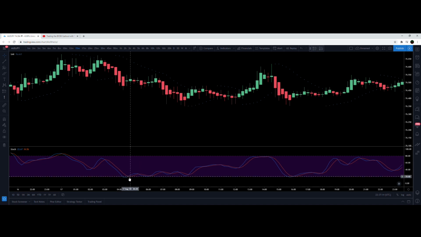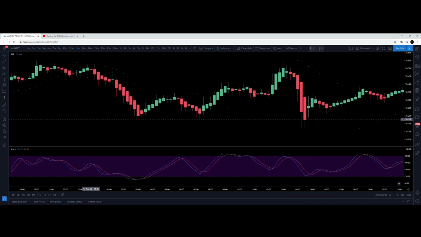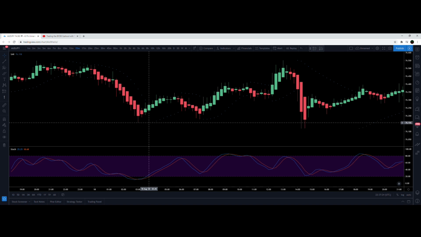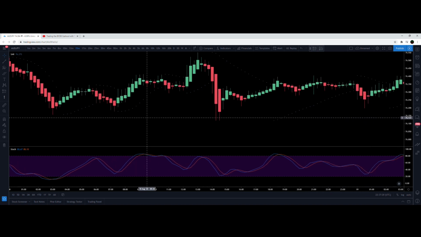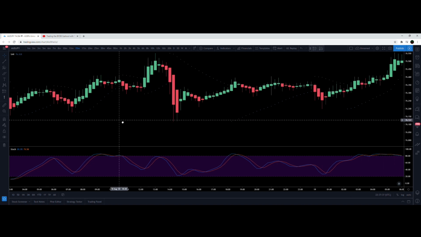Not going to count that. The cross is in below. Okay, here's another buy right here. So let's see, would it get stopped? Nope, so that one's good as well. There's a short that fails. So you'd be short right here. Stops out.